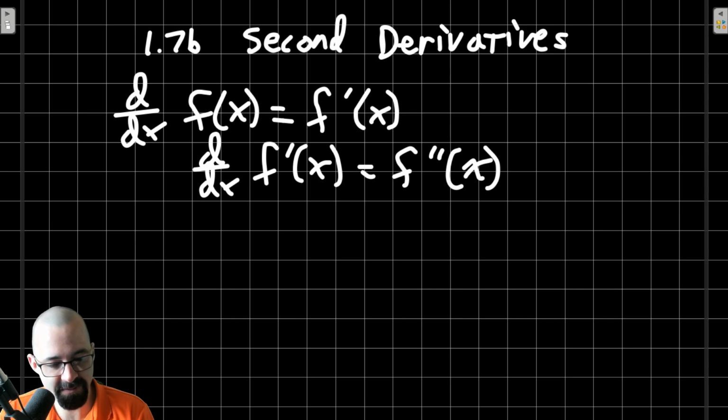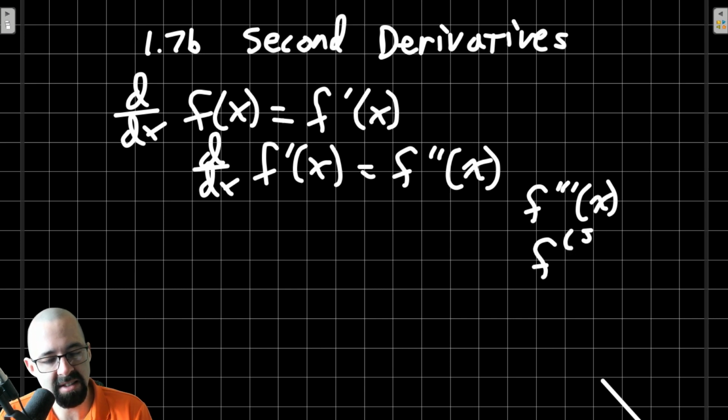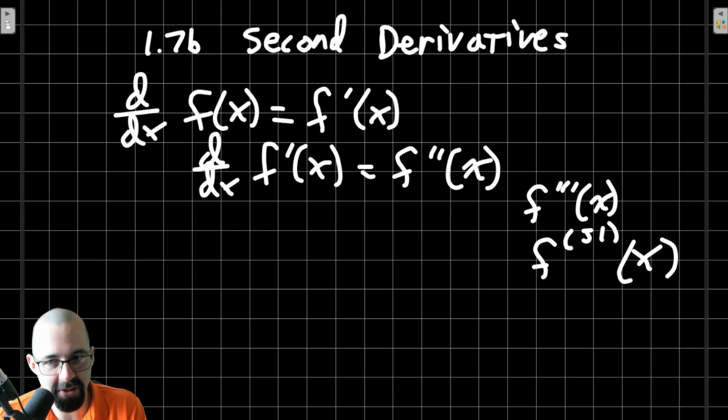Fun fact, by the way, the third derivative, we'll write f triple prime of x, but after that, we don't keep adding primes. We actually use a number in parentheses. So if I wanted to ask you what is the 51st derivative of x, you'd write f to the 51st, like that. But don't worry, there will be no 51st derivatives in this class. The second derivative is what's important, so don't worry about that.